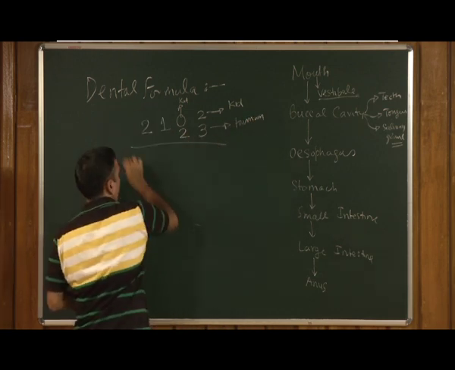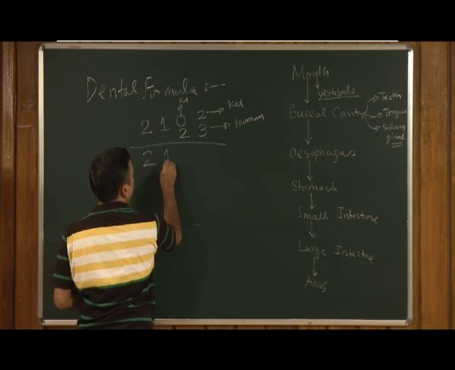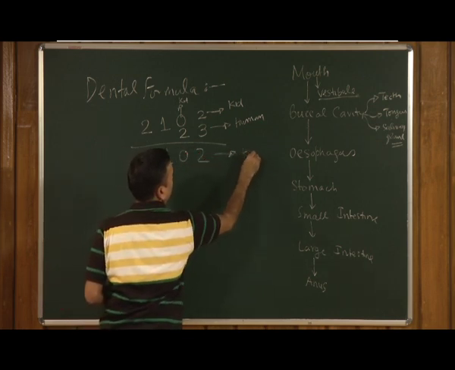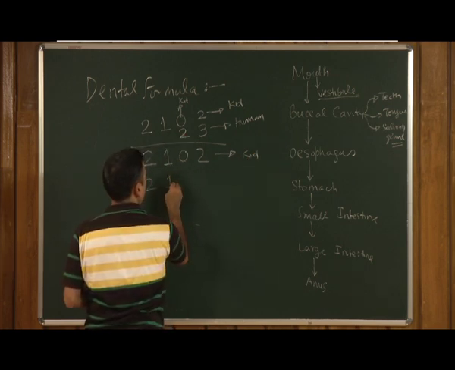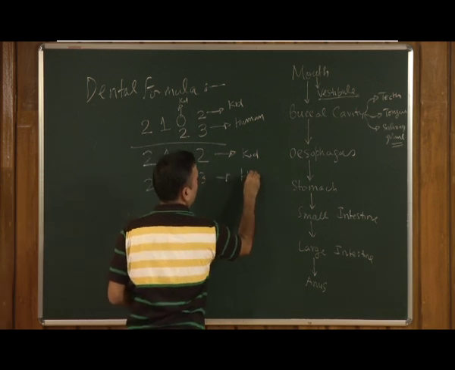So, this is for the top jaw. For the lower jaw you have 2, 1, 0, 2, exactly the same for the kid, and 2, 1, 2, 3 for the human adult.